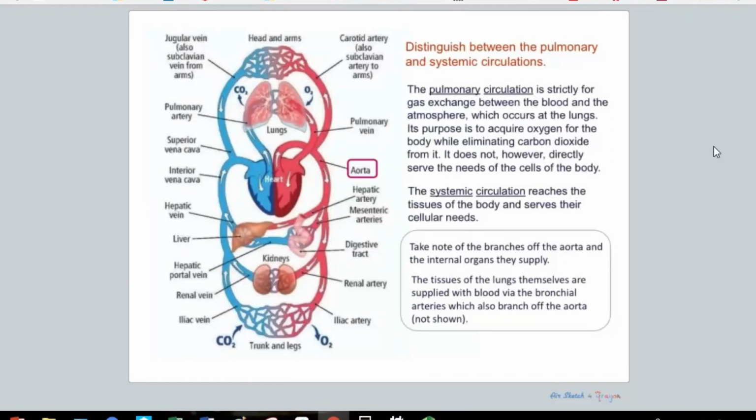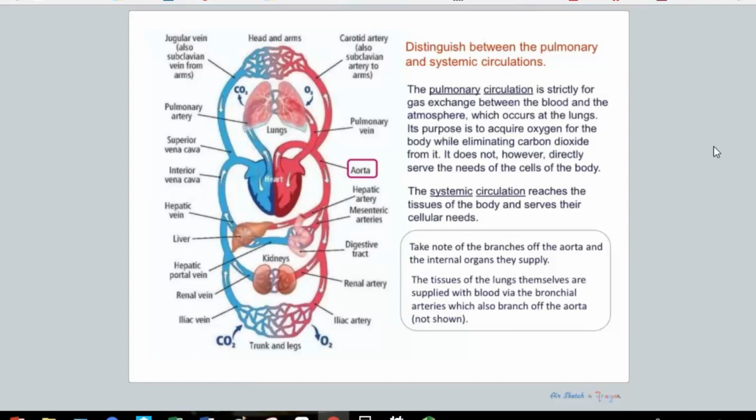So this is a schematic here of the pulmonary and systemic circulations. And, one, I want you to distinguish between the two. Here we have the right side of the heart sending blood up to the pulmonary circulation, and then it comes back to the left side of the heart. And I want to just remind you that the pulmonary circuit is strictly for gas exchange between the blood and the atmosphere. Okay, there's no exchange occurring with the actual cells of the body.